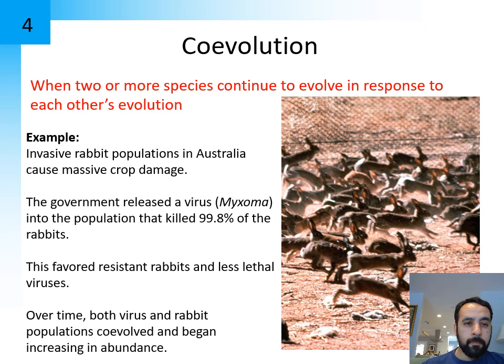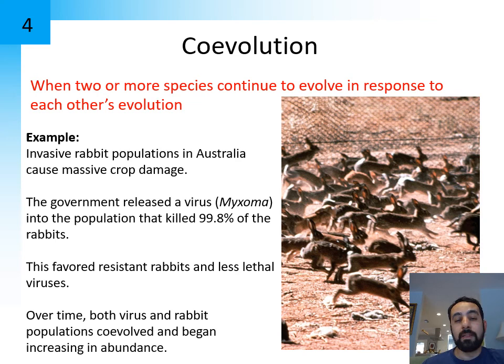And then finally, one of my favorite topics in parasite ecology. This topic is coevolution, when two or more species continue to evolve in response to each other's evolution. We talked about coevolution before in this class. When we were covering predator and prey, we said that lions can adapt to zebras and so on and so forth.